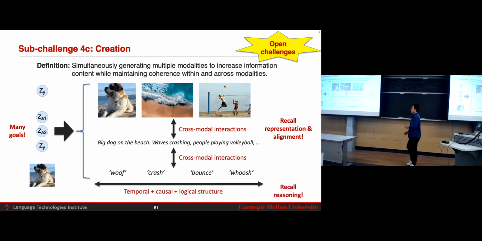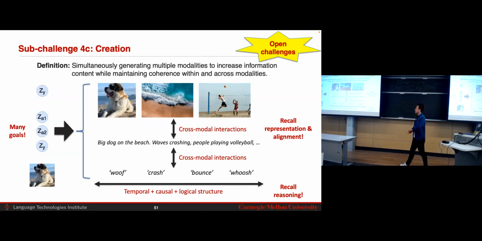And again, if you want to generate more data than you started with, you have to make sure that the data you subsequently generate is coherent in itself. It should be temporally, causally, and logically coherent. So again, recall all the work in reasoning, and recall all the work in making sure that these modalities respect their own dimensions of heterogeneity. But creation is very difficult.